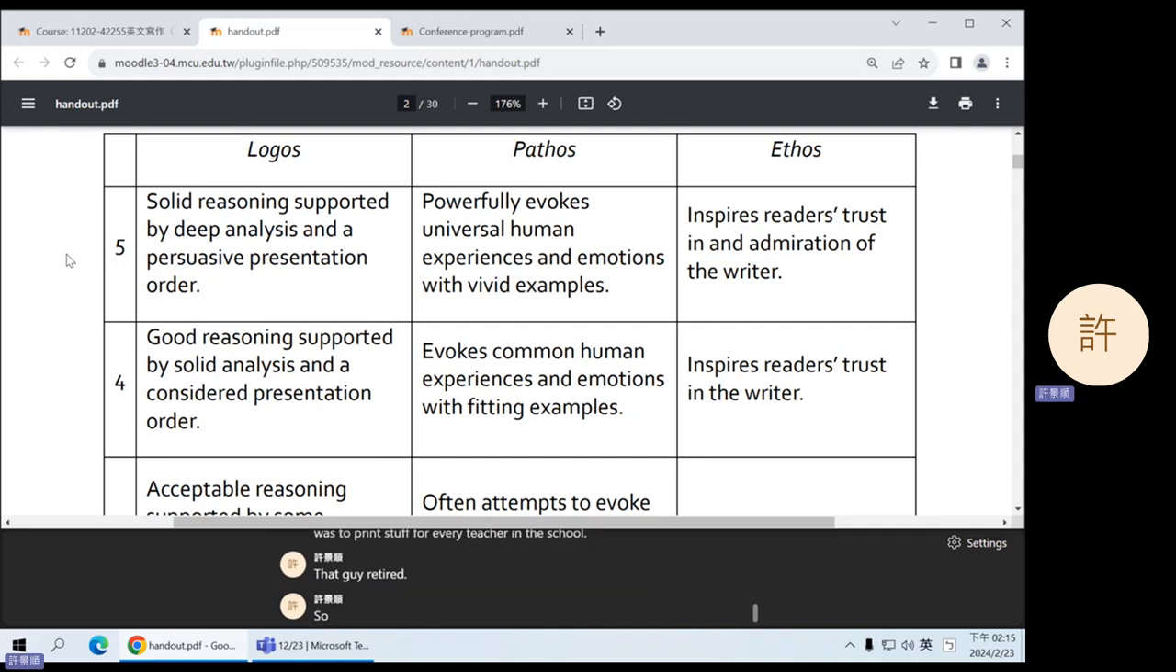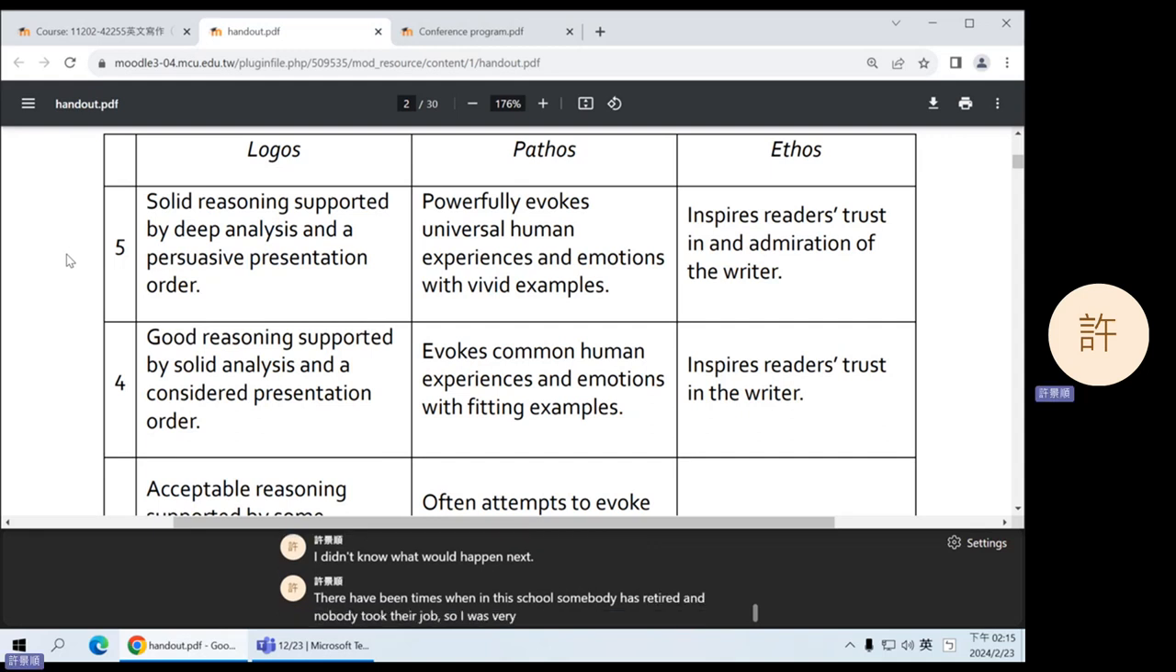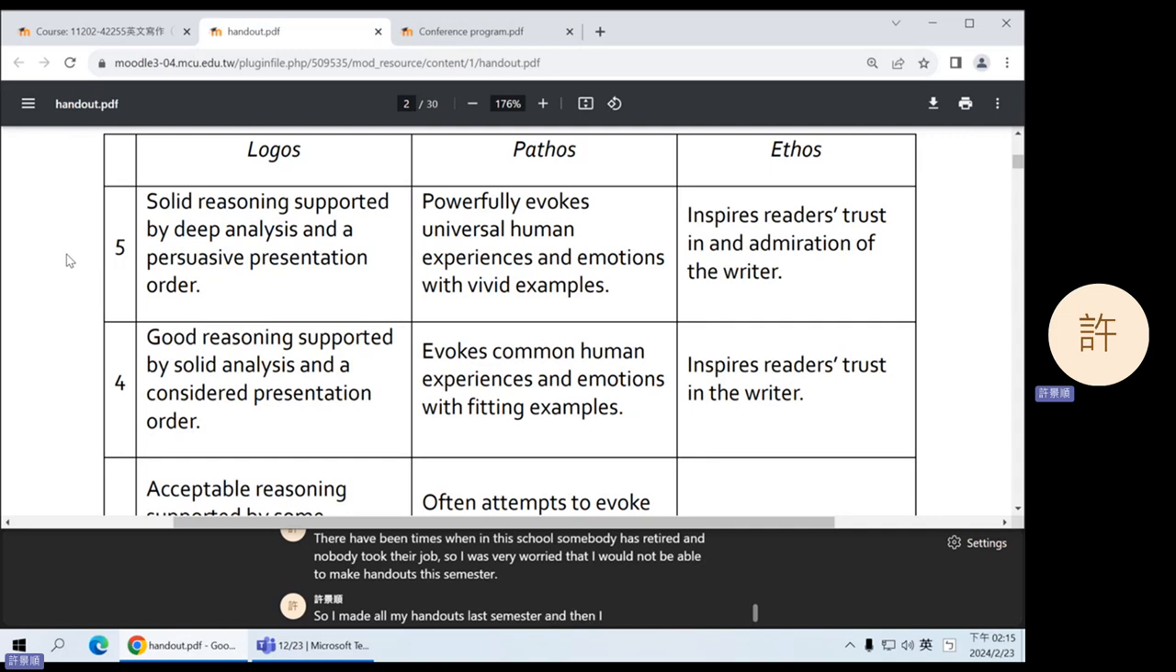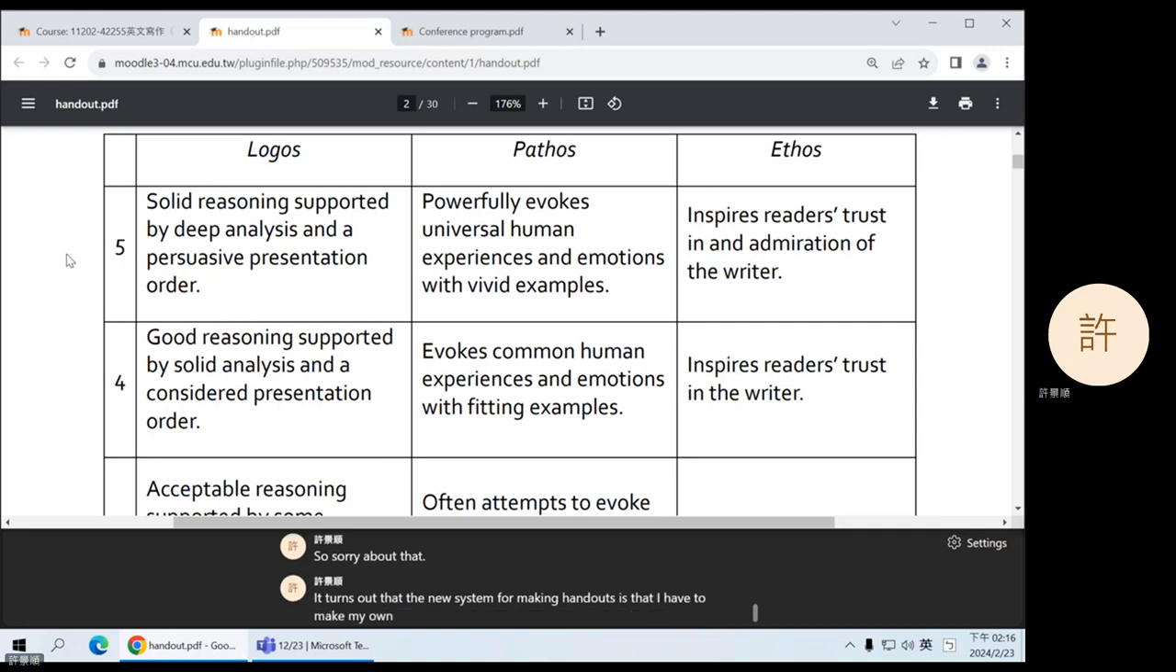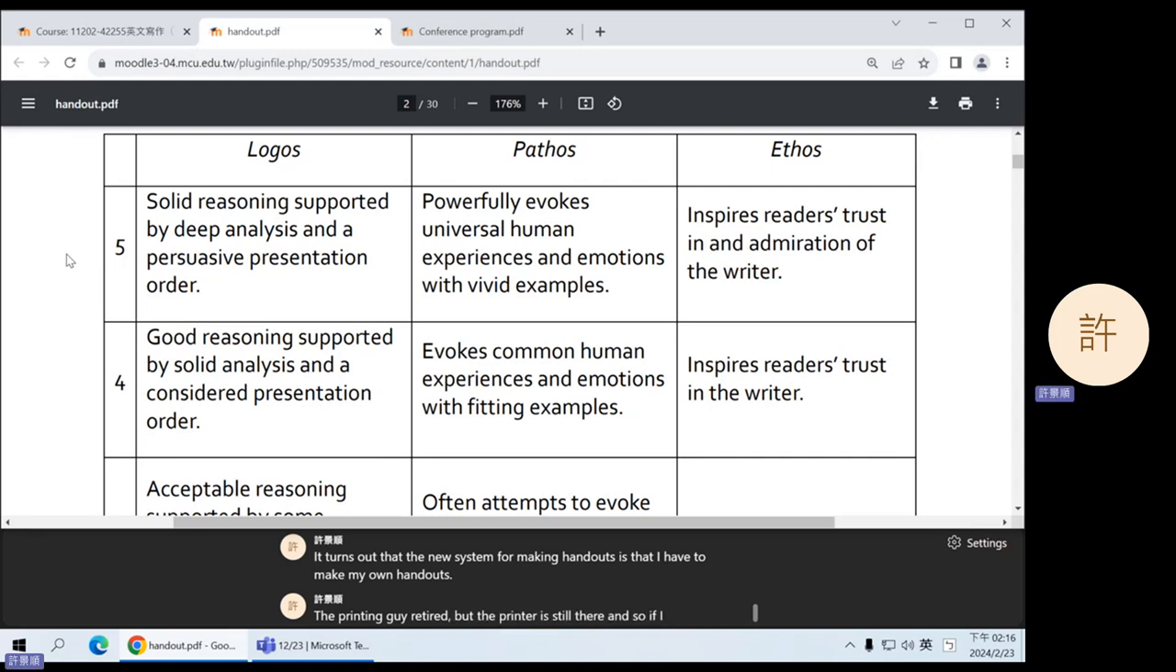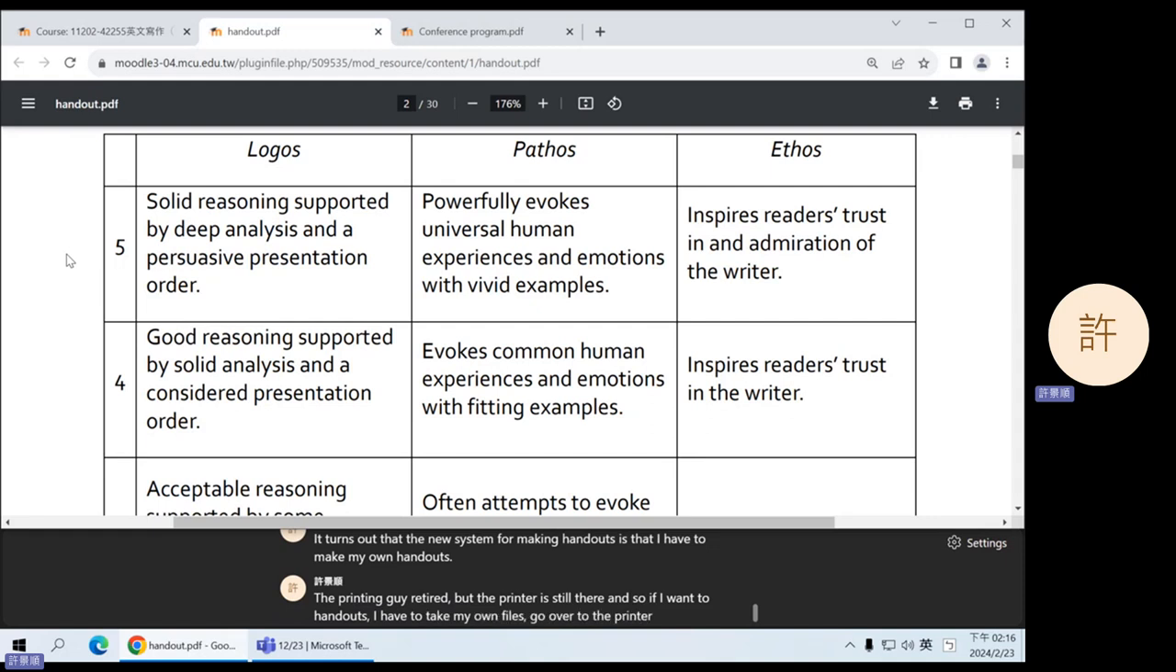At the end of last semester, I knew he was retiring. I didn't know what would happen next. There have been times in this school when somebody has retired and nobody took their job. So I was very worried that I would not be able to make handouts this semester. So I made all my handouts last semester. And then I changed the rubric later. So sorry about that. It turns out that the new system for making handouts is that I have to make my own handouts. The printing guy retired, but the printer is still there. So if I want handouts, I have to take my own files, go over to the printer and do it myself. And then I have to bring a whole stack of paper back up to my office.